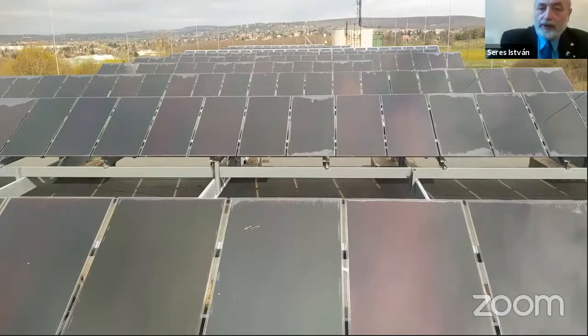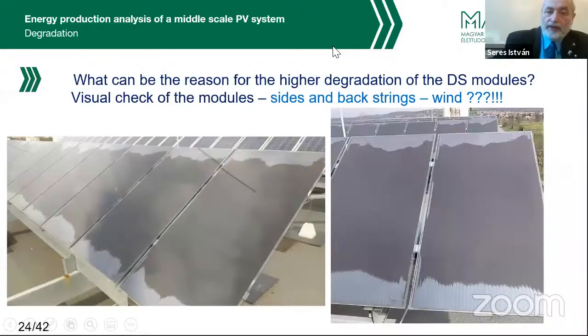This is a photo of the system from before, and you can see that in the middle of the field, very few modules are affected, mainly in the sides, generally in the sides of the system, and in the black part of the system. I made an analysis. This is the last row. In the last row, almost every module is affected. But if I go further, just the side modules are affected.